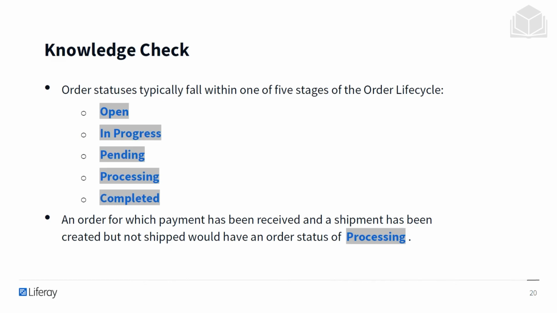Order statuses typically fall within one of 5 stages in the order lifecycle: open, in progress, pending, processing, and completed. An order for which payment has been received and a shipment has been created but not shipped would have an order status of processing.